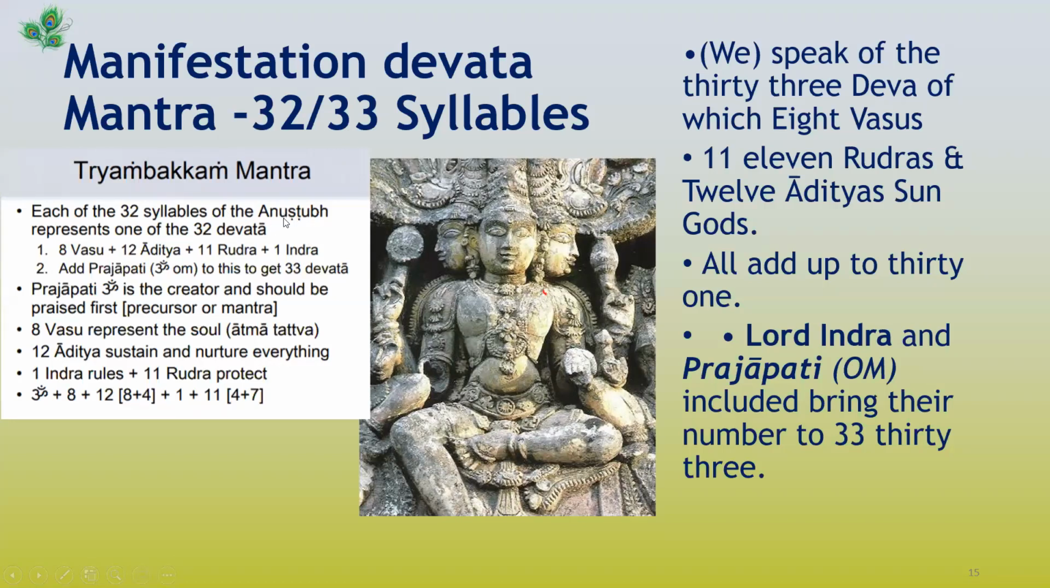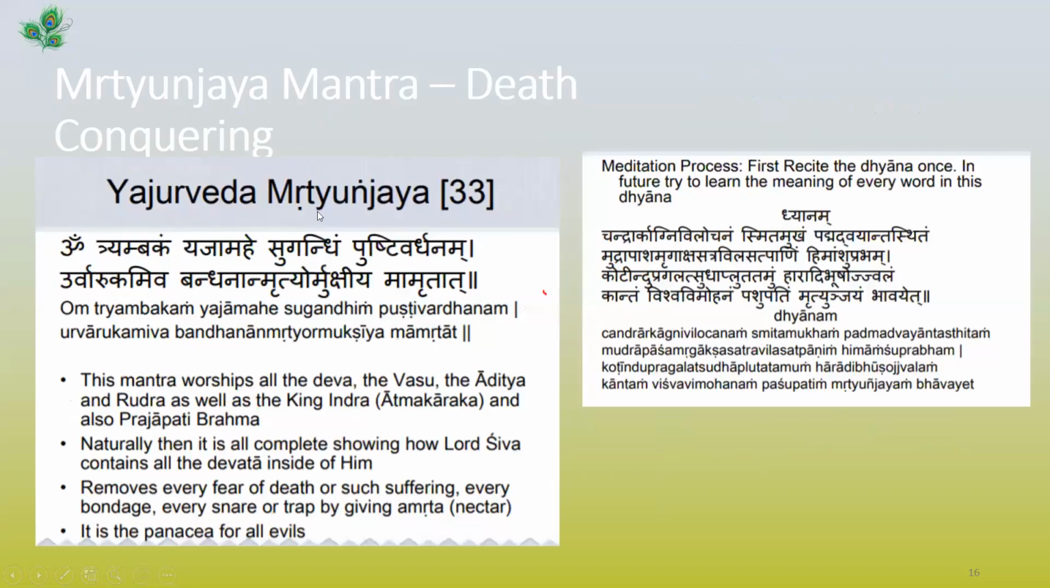Now, Anushtup Chanda is 32 syllables and plus one alluding to Indra, and that comes to a total of 33 syllables, and that makes up the Triambika Mantra, which is the death conquering mantra. And this is Om Triambakam Yajamahe Sugandhim Pushtivardhanam Urvarukamiva Bandhanan Mrityor Mukshiya Mamritat.